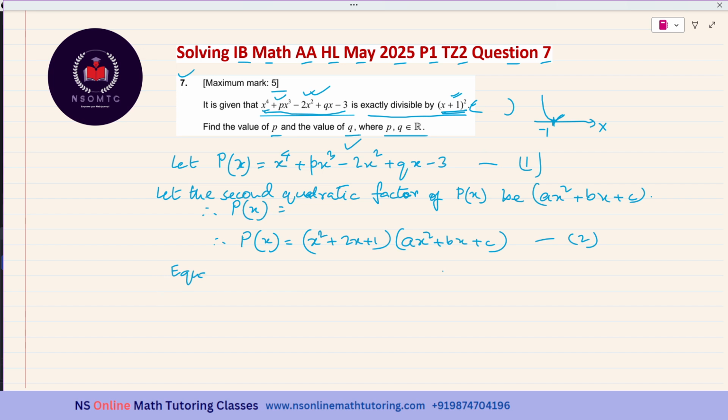Equating, now we will be finding the values of a, b and c. So equating the coefficients of x to the power of 4 from 1 and 2, we have 1 x to the power of 4 equal to x squared times ax squared. So it is ax to the power of 4, so we have the a value as 1.